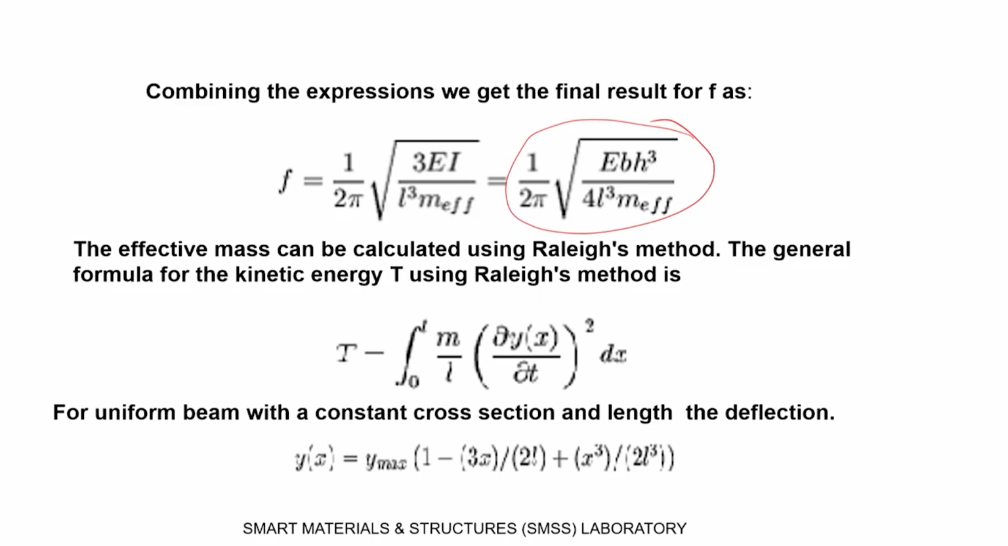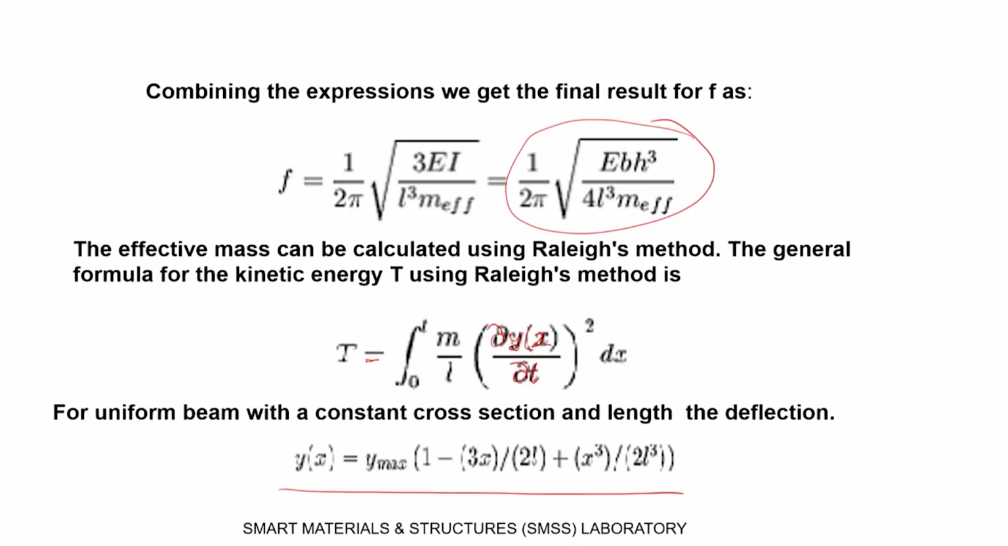Now, what is the kinetic energy of this system, T? T equals m, that is mass per unit length, times del y of x, t over del t. What is that? That is nothing but the velocity. So, it is something like mv square integrated over the entire length. Now, what is y of x? Well, y of x can be approximated. This is a Rayleigh approximation for a cantilever beam, that y of x is, if the end deflection is y max, remember that the deflection is varying at each and every point.